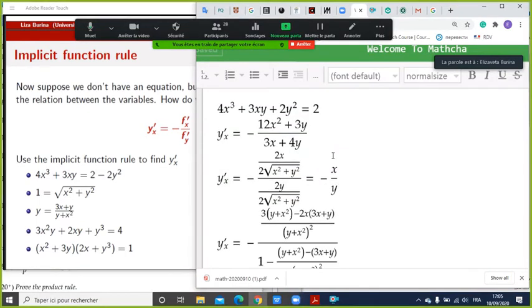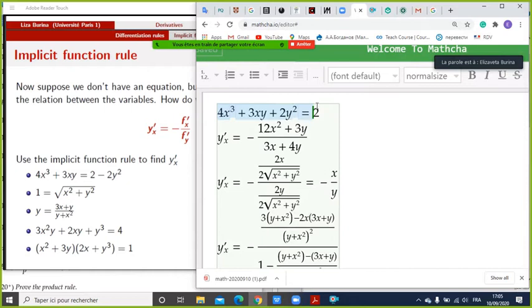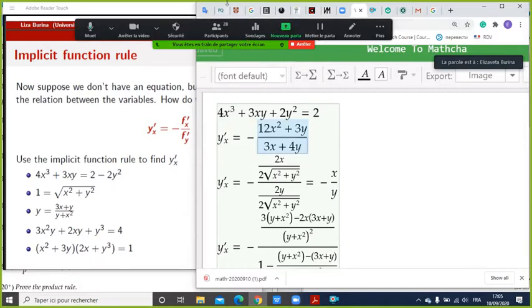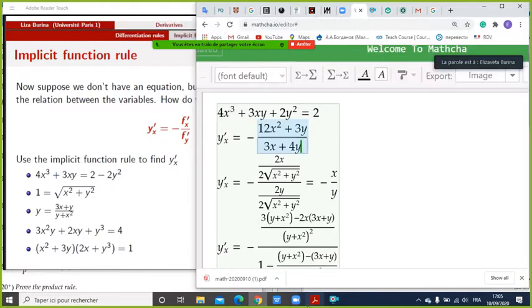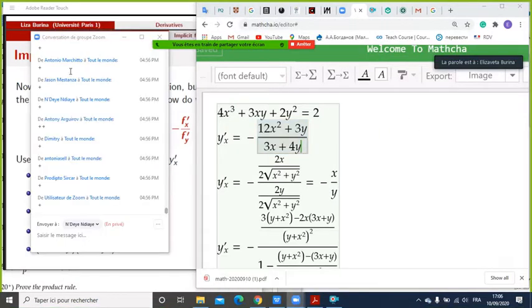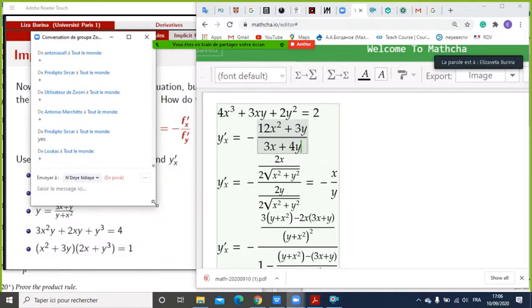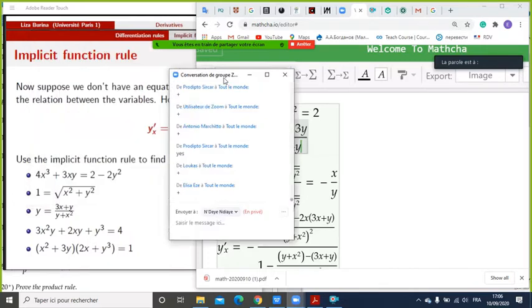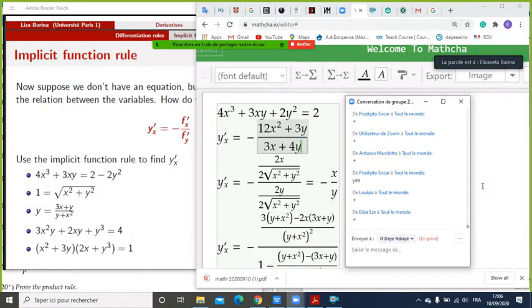First one, I just rewrote it with everything on the left, and that's what I got for the derivative. Tell me if you agree. Okay, perfect. Okay, great.